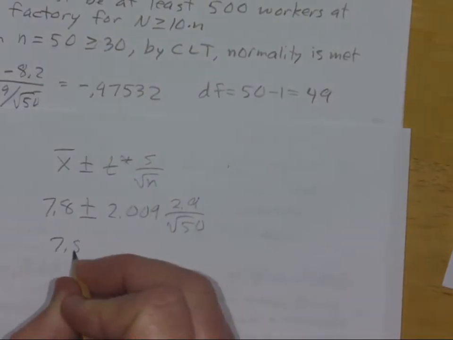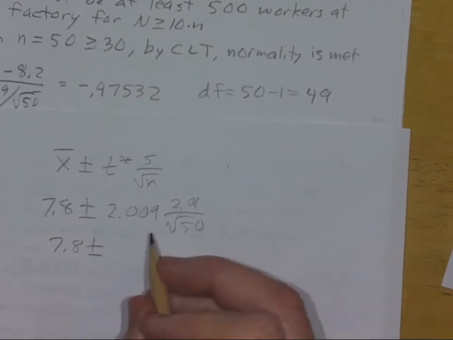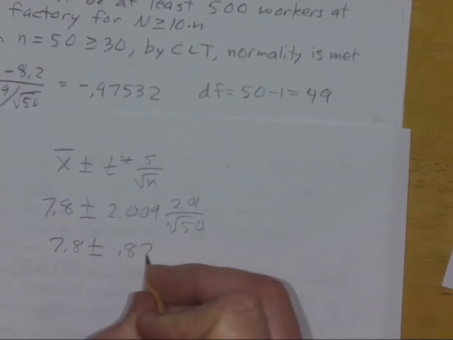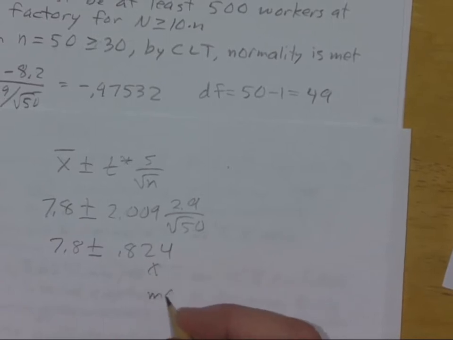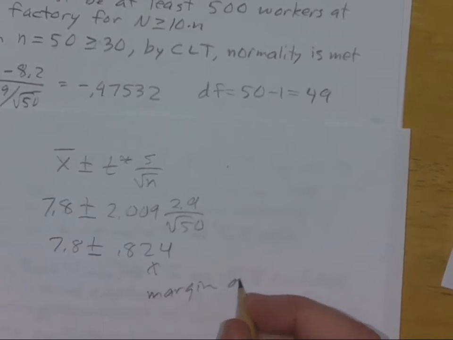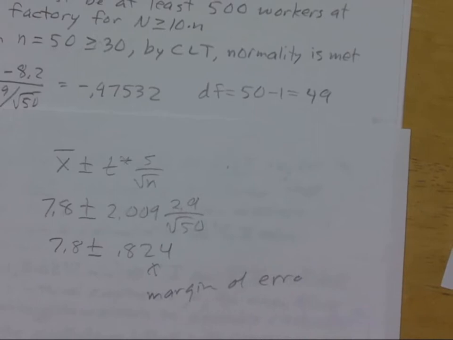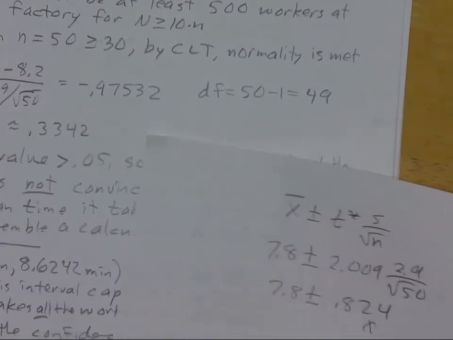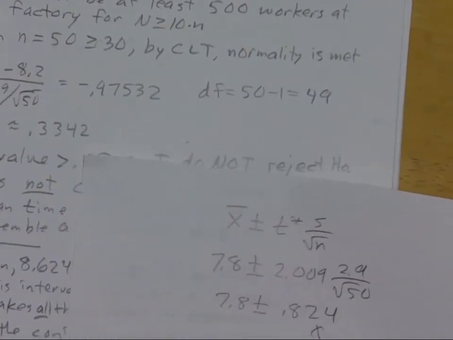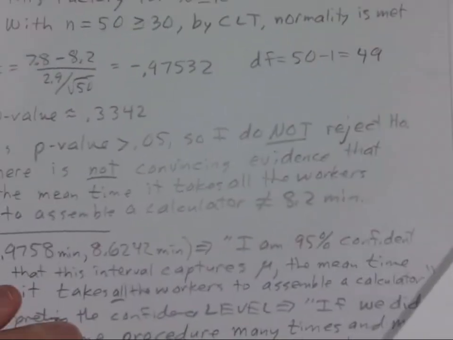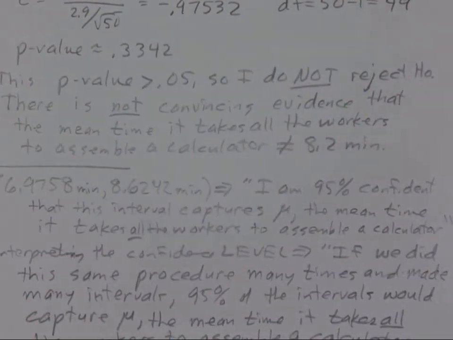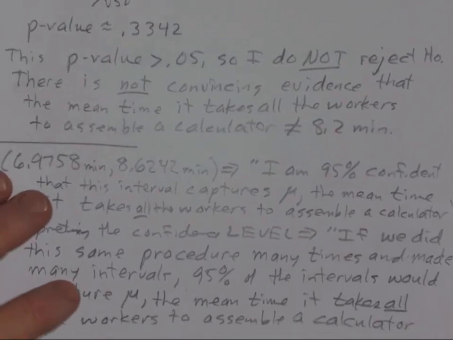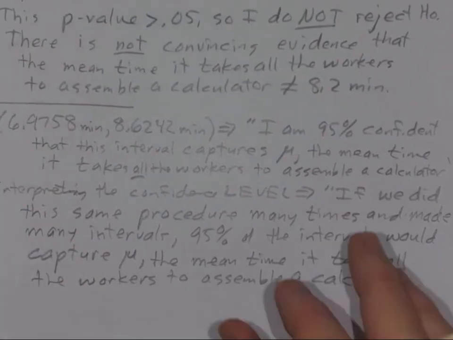So 7.8 plus or minus 0.824. And so that is our margin of error. That seems reasonable looking at our interval over here. Okay, so that's just a quick little reminder on how to use the formula to find your confidence interval. And then let's see, what else did we have to do?